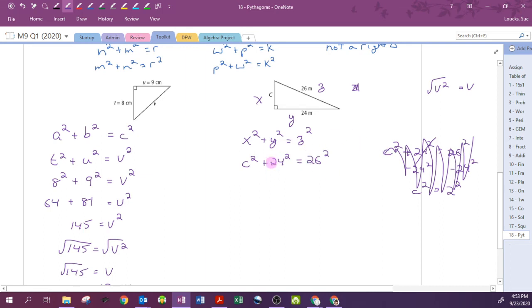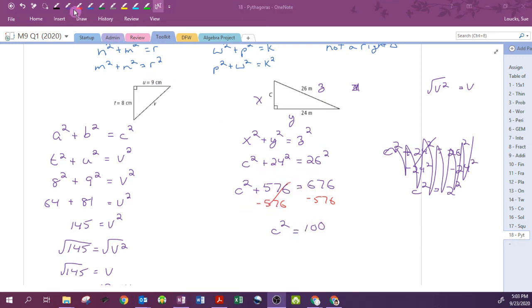Okay, so what to do instead to bypass that common error is do your squaring here. So c squared stays as c squared. My 24 squared, I use my calculator and I get 576. And 26 squared is 676. And nobody expects you to have those values memorized. You'd always get to use a calculator for that. Okay, and now I have some algebra. I'm going to subtract the 576 from both sides. I am left with c squared equals 100.